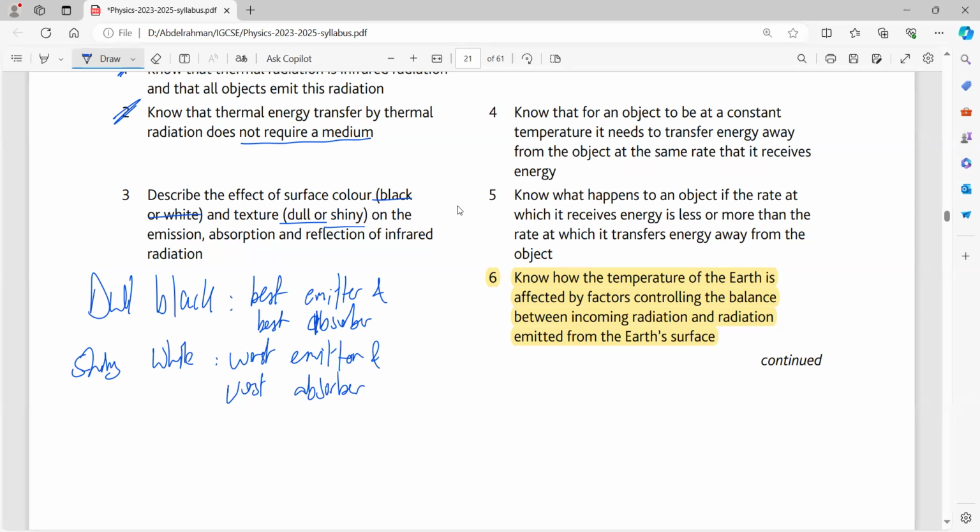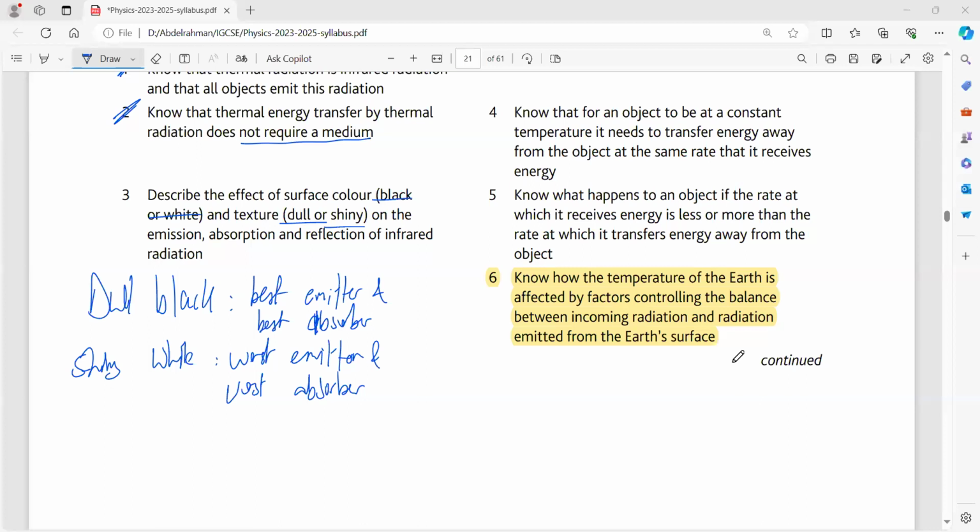Best, worst, worst. Again, when do I say emitter or absorber? Emitter is if the object is hotter than its environment. Absorber is if the object is colder than its environment.